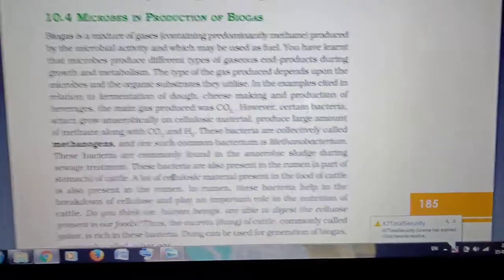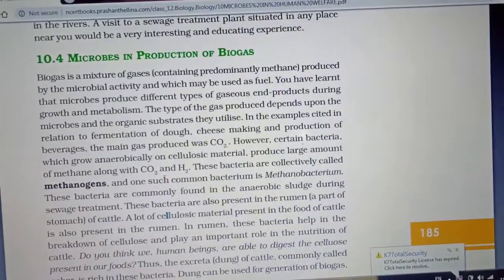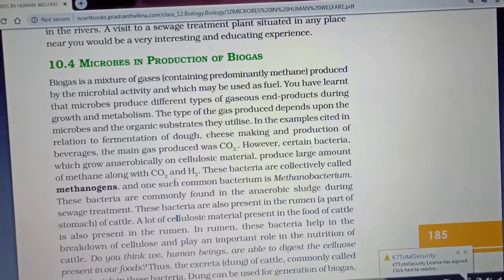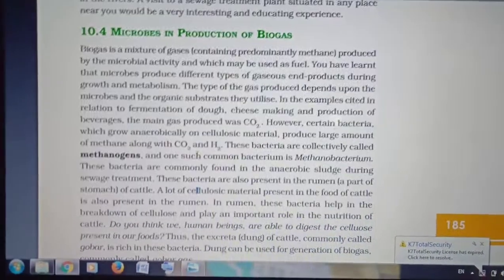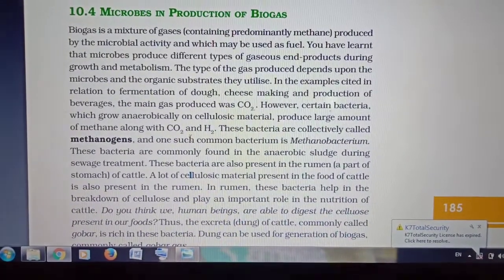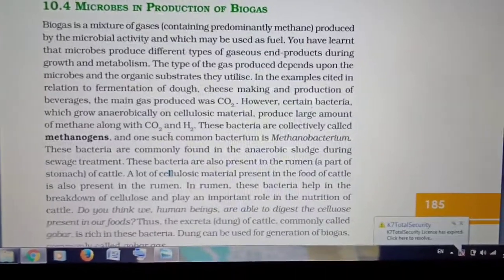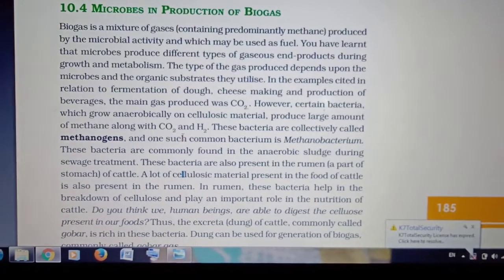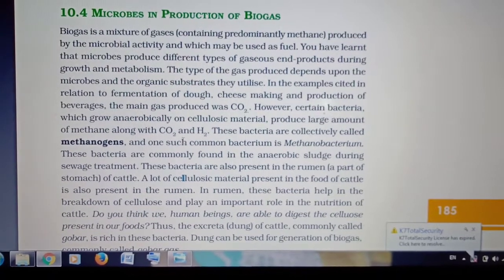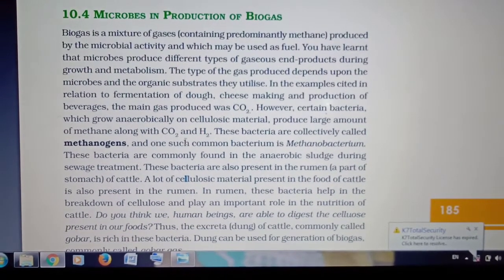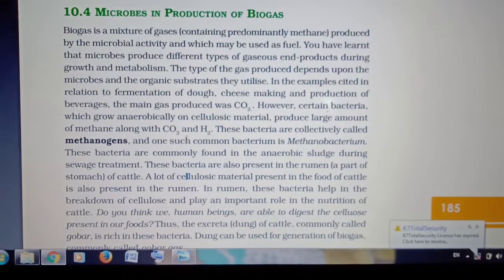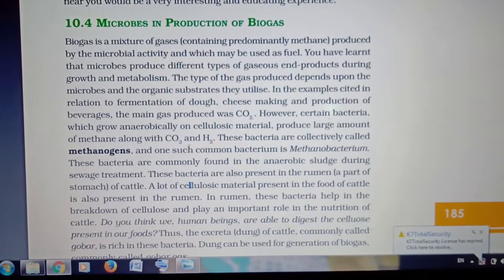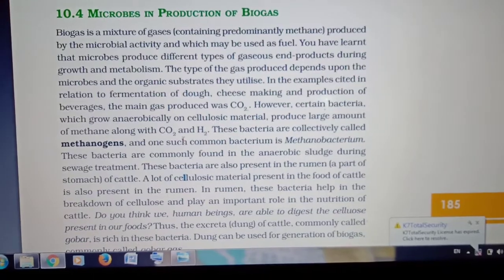Actually, we saw in microbes in industrial products, that in fermentation of dough, cheese making and beverages, the main gas was carbon dioxide. So that is a different substrate. And here we are going to see about biogas production. Certain bacteria which grow anaerobically, that is in the absence of oxygen, on cellulosic material, produce a large amount of methane along with carbon dioxide and hydrogen. I said methane is the predominant gas.